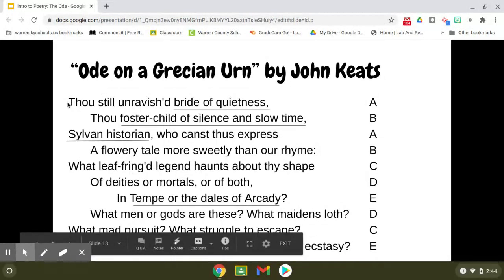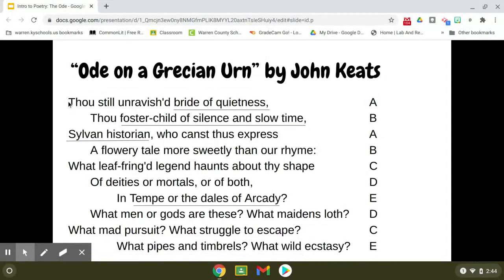The other thing is, this poem is written in iambic pentameter, which means that each line of the poem is composed of 5 iambs. So 5 groups of unstressed, stressed syllables. Thou still unravished bride of quietness, thou foster child of silence and slow time. So it has that iambic pentameter. It has its own meter, but that's just because Keats chose to write it in that meter. It's not required for an irregular ode. The poet gets to decide how to structure it.